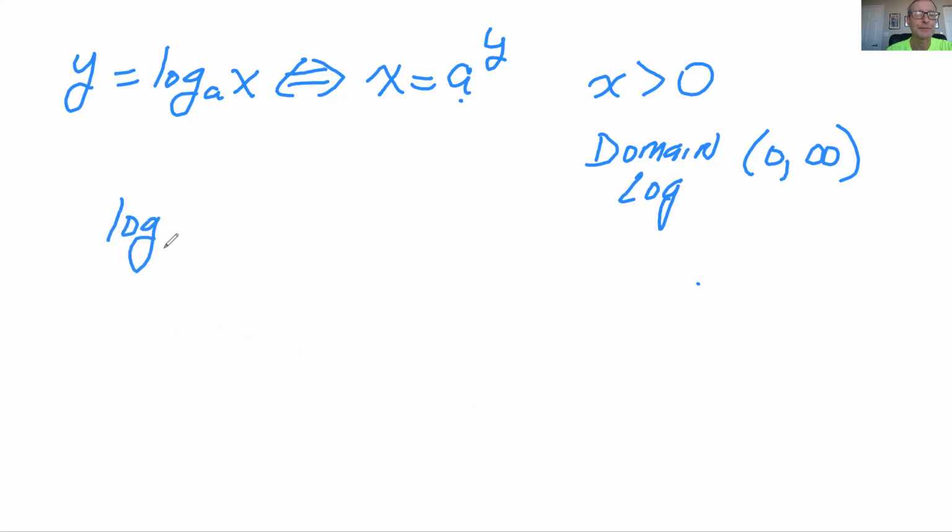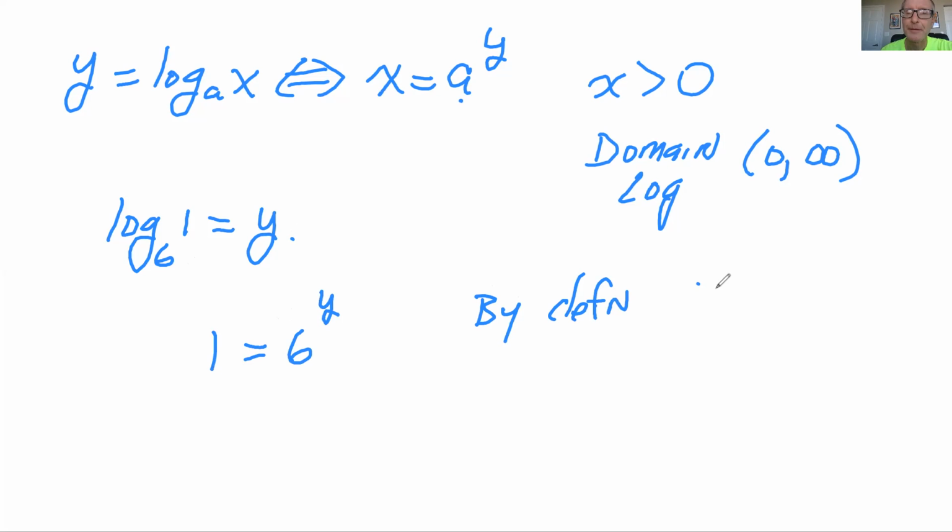Log, say, base 6 of the number 1 equals y. So what do we do with that one? Well, let's convert it. So the base is 6, right? So we have 6 to the y here, and the argument is 1. And you look at that and say, what do I do with that? Well, remember, by our definition, anything to the 0 power equals 1. So here's the case where y would end up being 0.